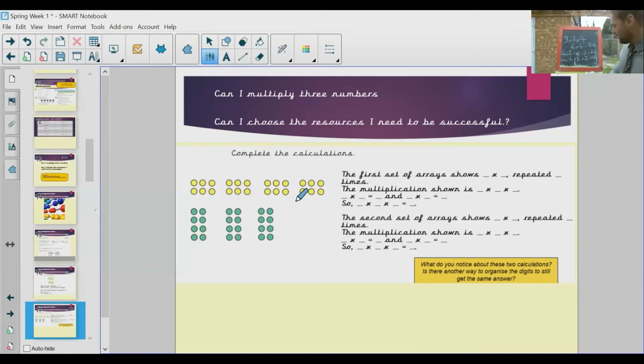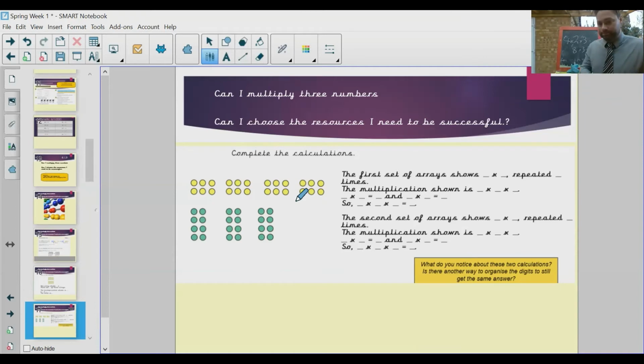So we can write that down as 4 multiplied by 2. Okay, we've got 3 arrays, so we can times that by 3 as well. So 4 times 2 is 8, times that by 3 also gives us 24. And again, if you were to do it in any other order, you'd get the same answer.